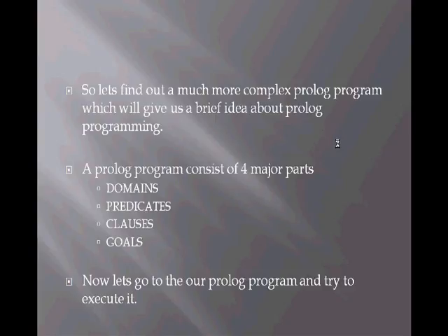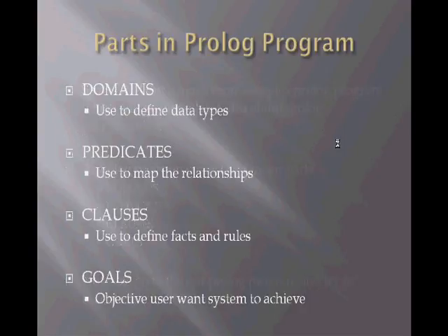But before that, I would like to give a brief introduction about what these 4 major parts are. Domains. Domains is used to define data types, whereas predicates is used to map the relationships. In the clauses, we try to give what thing is related to which, as indicated in the predicates. Clauses is used to define facts and rules. Facts are the things that we already know, and rules are the things we need to follow to achieve the given objective. And goals. Goals is the objective that the user wants the system to achieve.